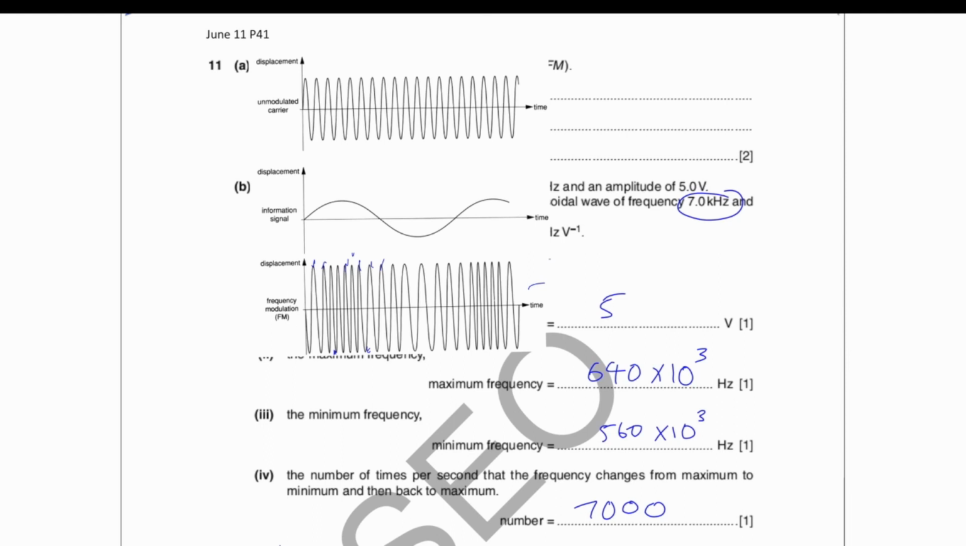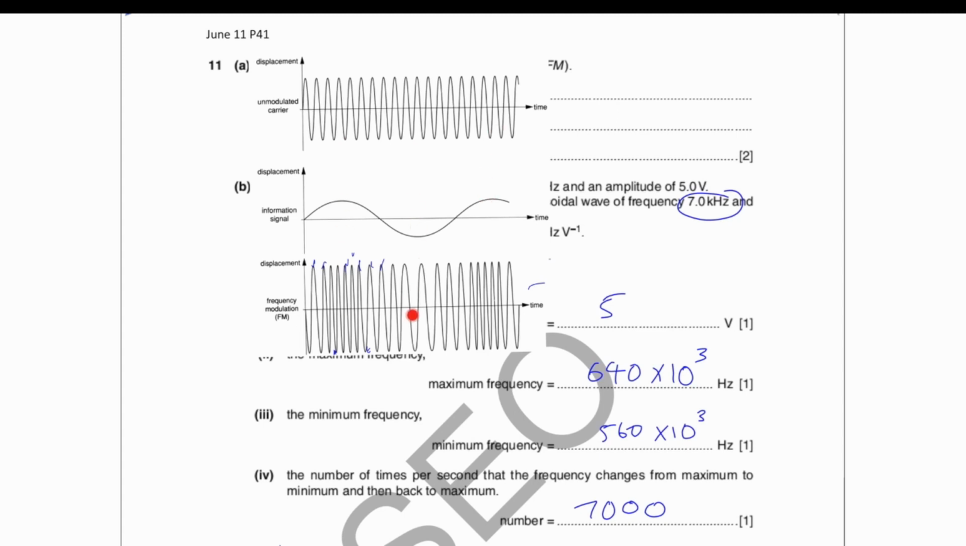How many times in 1 second? So that actually is related to your information signal, because do you realize highest frequency is peak, lowest frequency is trough, highest frequency is peak. So the number of times it changes from maximum to minimum to maximum frequency is the number of times that the information signal changes from peak to trough to peak.